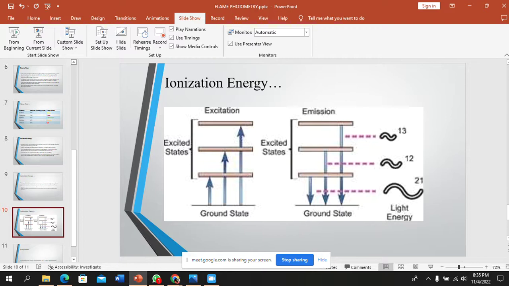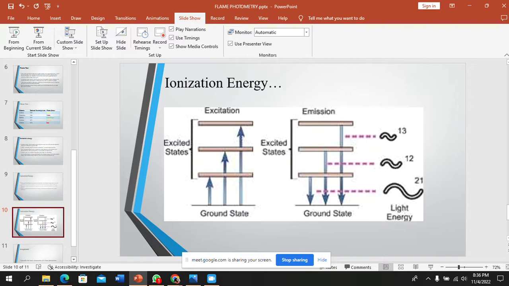What are some examples of group 1 elements? Sodium, potassium, lithium, and cesium. Okay, so we have sodium, potassium, lithium, and cesium. Another question: we have looked into the properties that are related to flame photometry. What are some of these properties that you have talked about? Okay, we have talked about the ionization energy and the flame test.